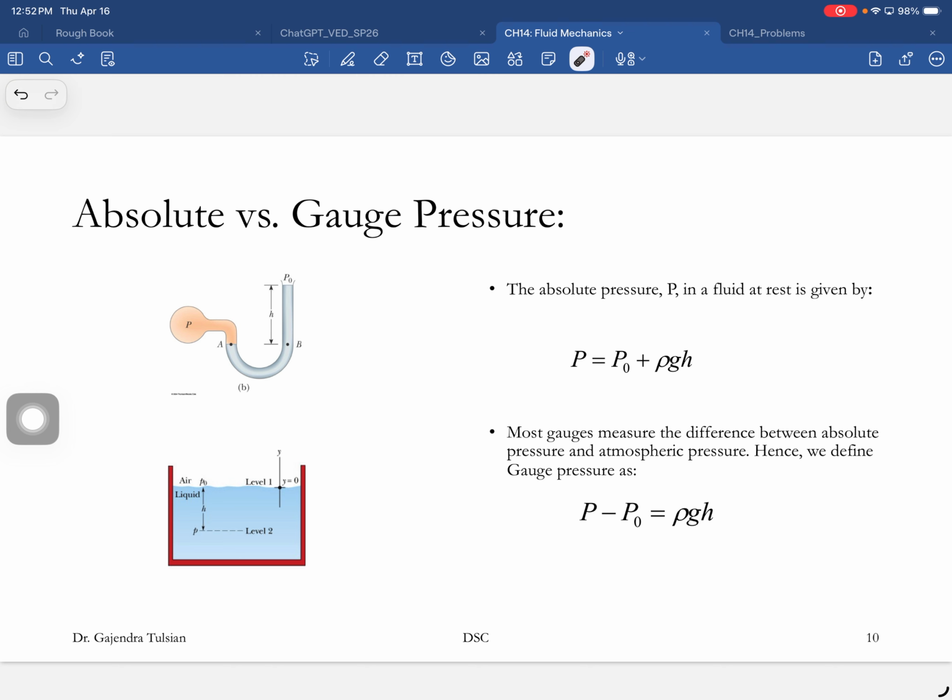So this is absolute pressure, which is the actual pressure, and then we define gauge pressure, just because that's what most gauges measure. They measure the actual pressure minus atmospheric pressure.